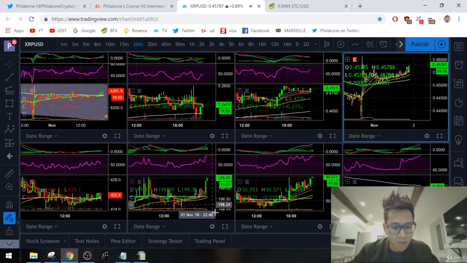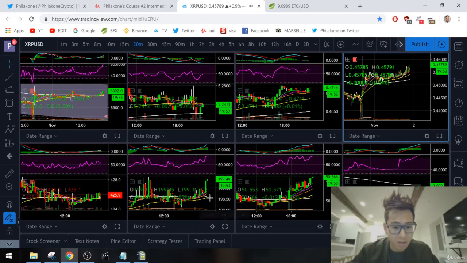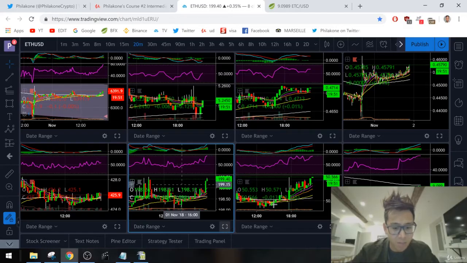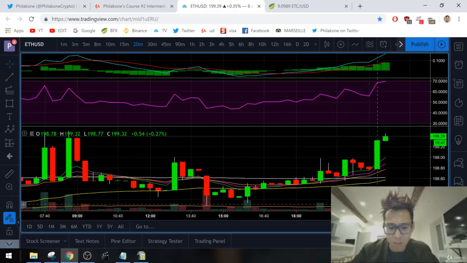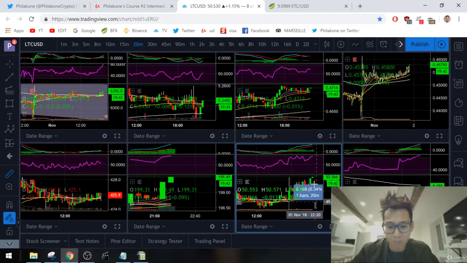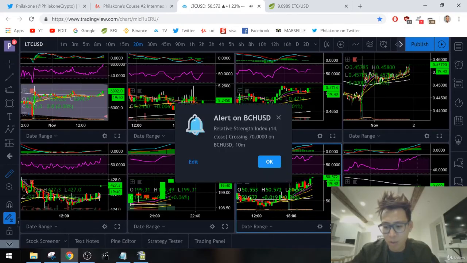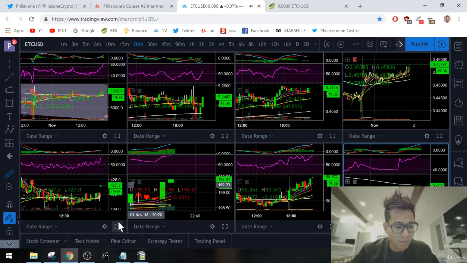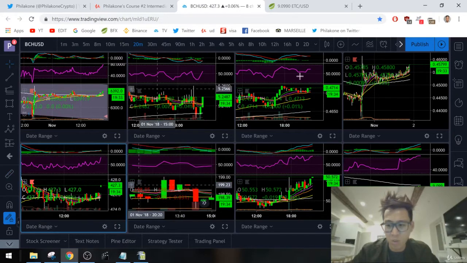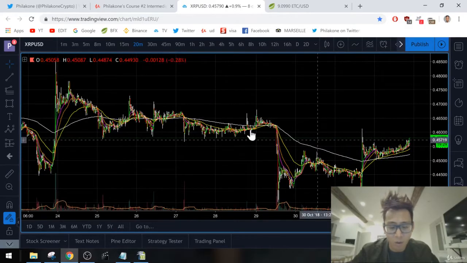Let's take a look at this right here, okay? We see Ethereum. Is it actually making a move right here, or is it just a tiny, tiny little move? Is it worth 5% of my volatility requirement? Nope. Any coin? No coins right now are actually moving up much whatsoever. Bitcoin Cash is not. No coins are actually worth my time right now to trade, despite my RSI alerts going off.